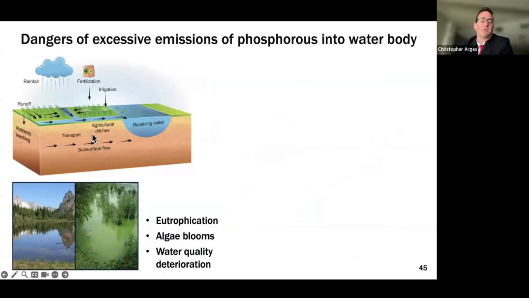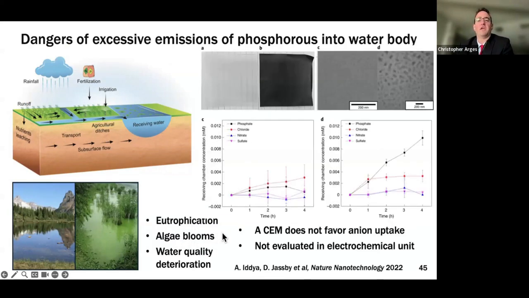So finally, I'll tell you real quickly about phosphorus. So we talked about agricultural runoff earlier in the talks. We have these nitrogen and phosphorus-based fertilizers, with excess application of it. You get nitrate and phosphate waste coming into receiving water, which leads to eutrophication, algae blooms, and water quality deterioration.